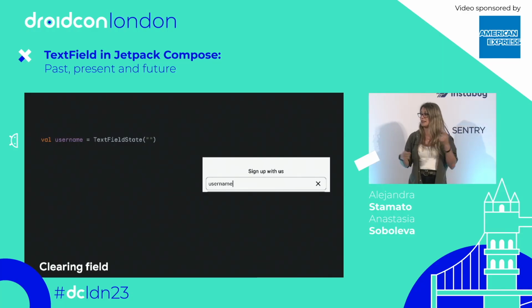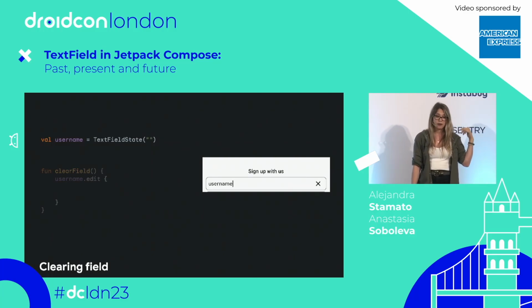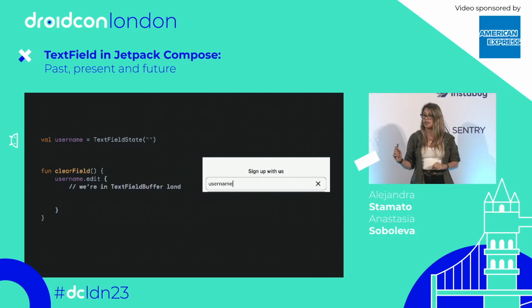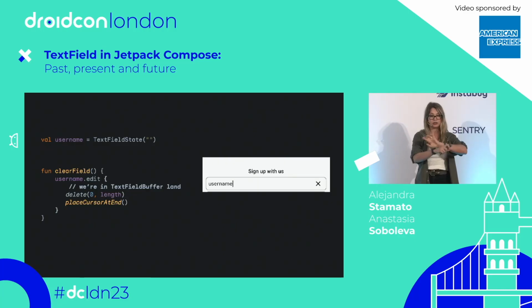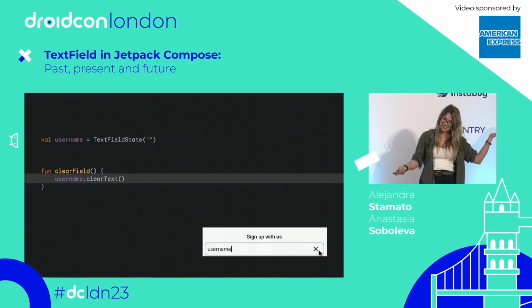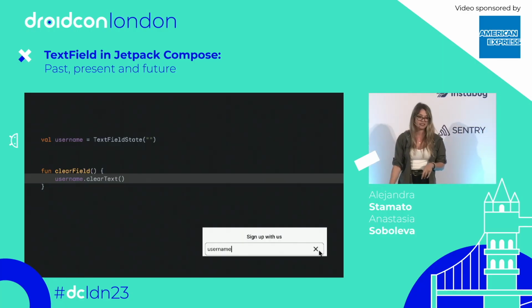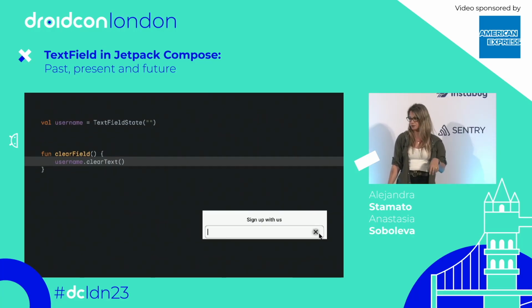So, for instance, let's implement our button to delete the contents of our text field. We have our state defined in the view model just like before. We have a method clearField. We call .edit, and when we call the method .edit, you're in TextFieldBuffer land, and we can use all of the methods that we said before. For example, delete the whole thing and reposition the cursor. And this is so common that it has an extension function that does this for you. Super easy, just call TextFieldState.clearText, and it does it for you.